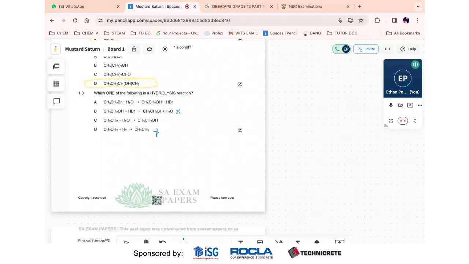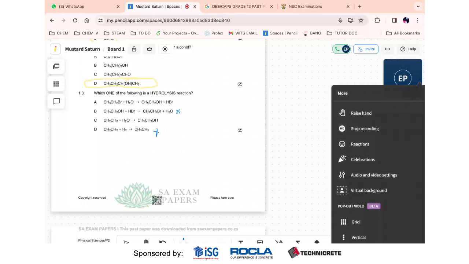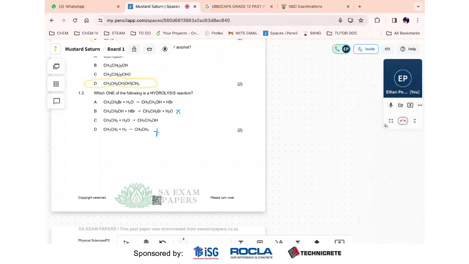Now, a hydrolysis reaction involves some sort of substitution or breaking apart of a molecule. In C, we see that water is actually added to the molecule. So this is wrong. We can see that water was added to the molecule and nothing was broken apart or no substitution occurred. So C is wrong. And therefore, by process of elimination, A is our answer.